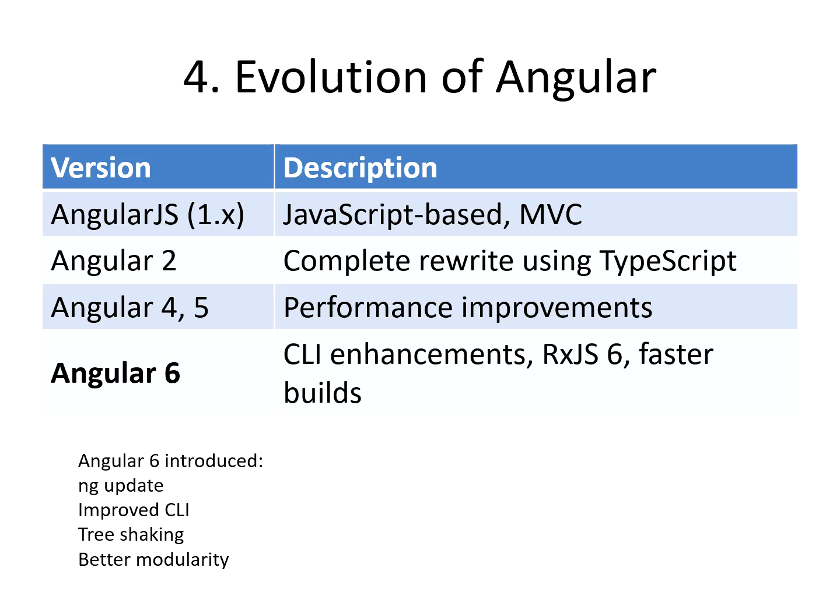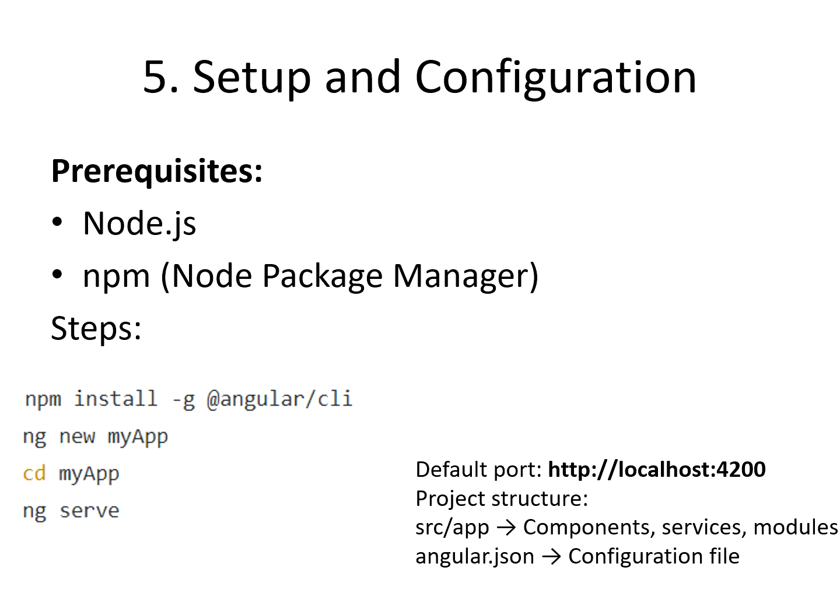The evolution of Angular: Angular version 1.x is the first version, and later Angular 2, Angular 4, then Angular 5 and Angular 6. Now Angular 21 is the ongoing version. And these are the initial setup and configuration files.